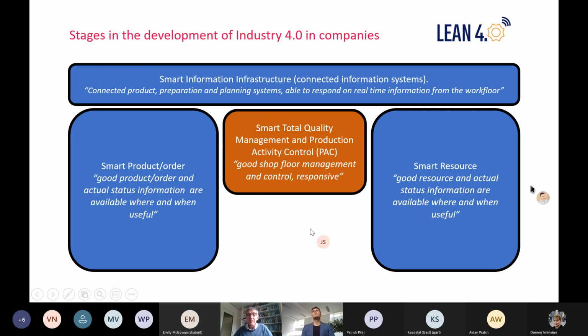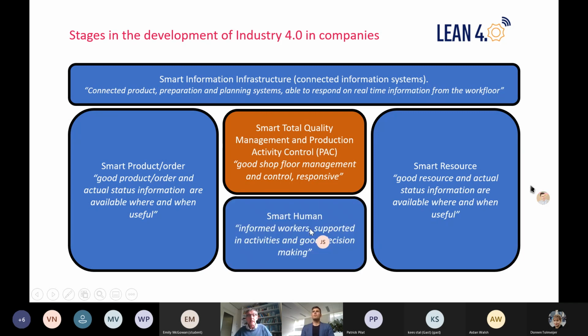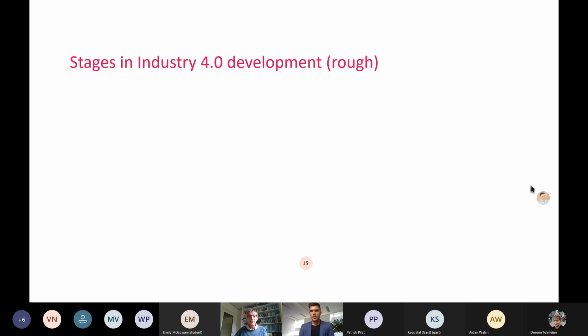But an important element in it is the human being, our humans. They have to deal with all this information and with all the information gathered from products, resources, and the information system. So they are informed workers, supported in activities, and good decision making. So now I have told already a little bit about the steps.